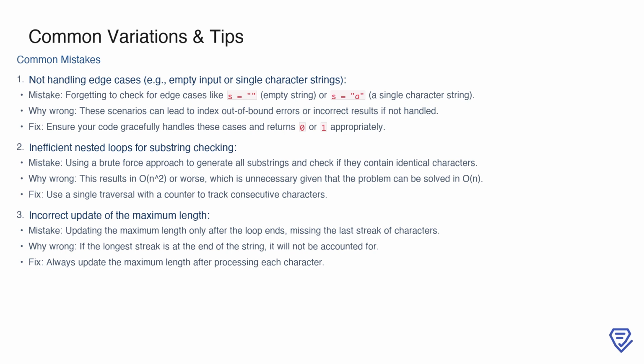Another mistake is relying on inefficient nested loops to generate all substrings and check their validity. This brute force approach can quickly become computationally expensive, with a complexity of O(n) squared or worse. Instead, you should aim for a more efficient linear solution by using a single traversal and a counter to track consecutive characters. Lastly, it's important to correctly update the maximum length.